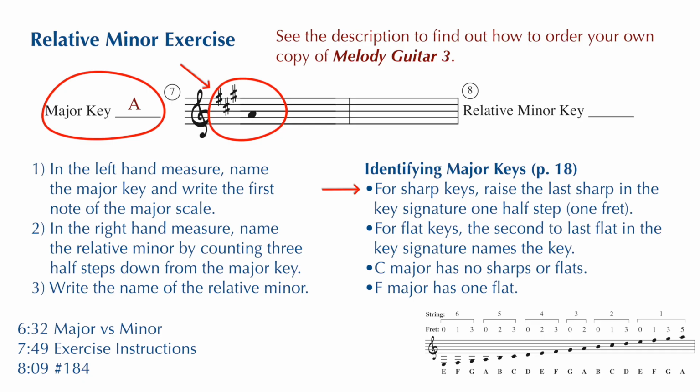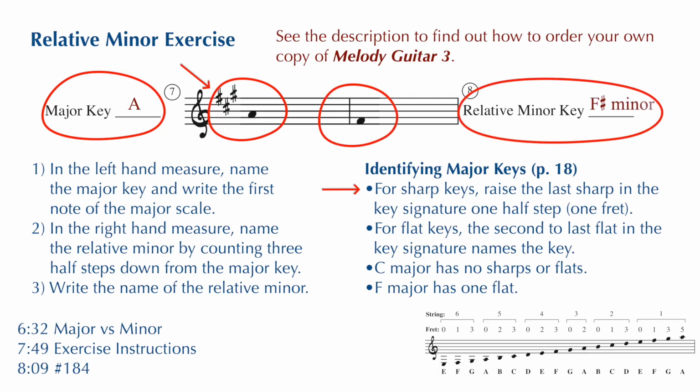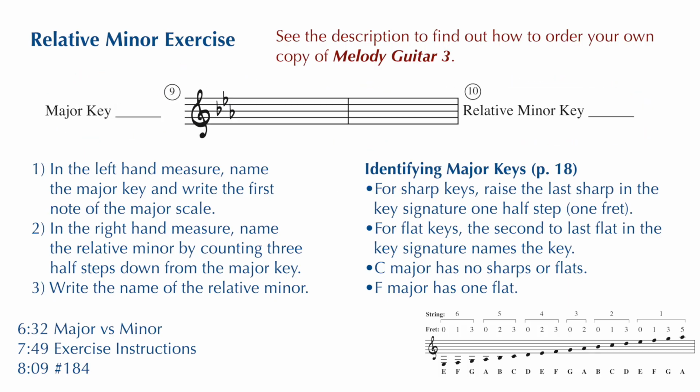To find the name of our relative minor key, play any A, and then play 3 half steps down, 1, 2, 3. You'll find yourself on an F sharp. So write an F sharp in the measure on the right, and then fill in that blank to the right with F sharp minor.